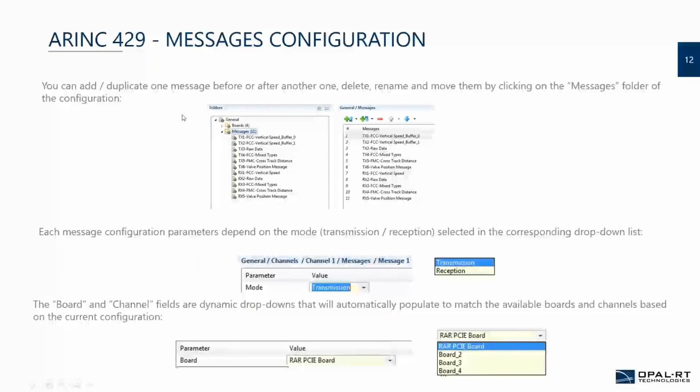Then after that, when the board is defined, you define all the messages. When you define the messages, you first set whether it is a transmission, something I want to send from my simulation, or something I want to read, the receptions. You select the dedicated board and which channel will be used. So you select which board this message is linked to.